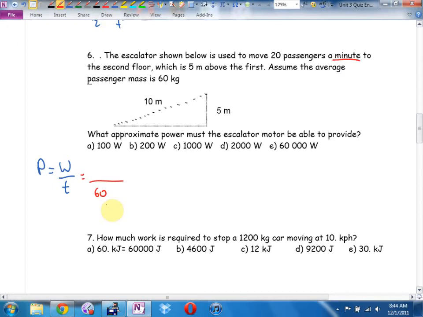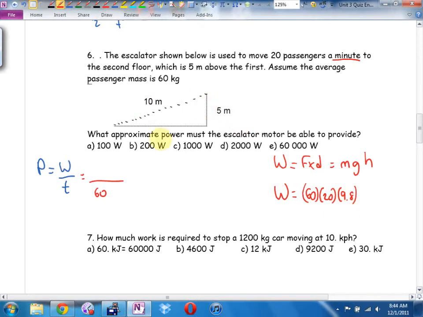Well, first thing I'm going to think, work is force times distance. Now, it's an escalator, which means you're doing work against gravity. I think it's going to be mgh. How much mass? Well, one passenger is 60, but how many passengers are we moving in a minute? I think the total mass is 60 times 20. G, good old 9.8. Why did they give me this particular diagram?